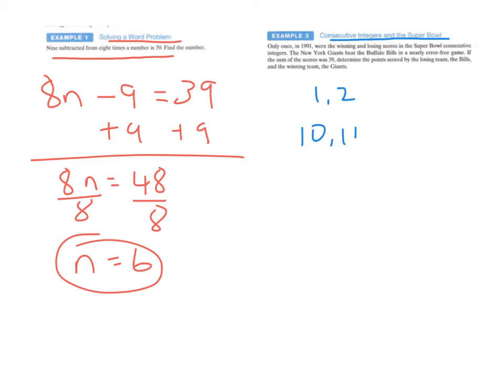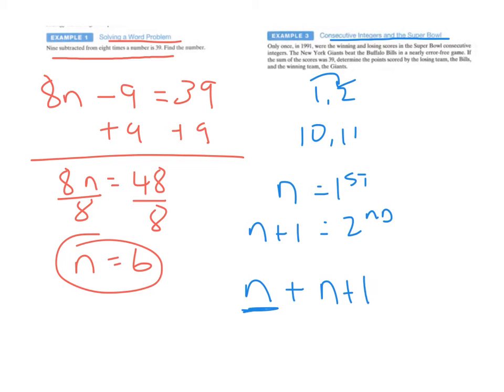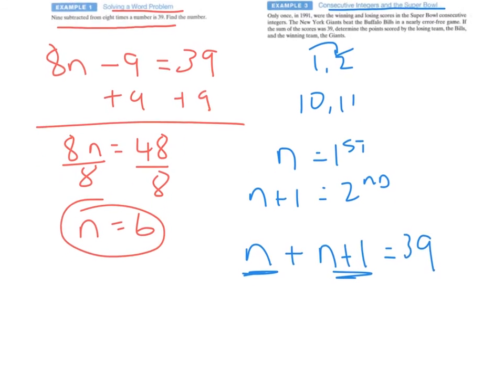If we don't know what they are, the first one is always n, which is the first number. To get to the next number, if you look at how we get from 1 to 2, we basically add 1. So consecutive numbers are just adding 1 to the first number. So this would be the second number. The total was 39, and total means add. So I'm going to take my first consecutive, add it to my second consecutive, and I will get 39. That gives us the equation, and then we go through the process of solving this equation.